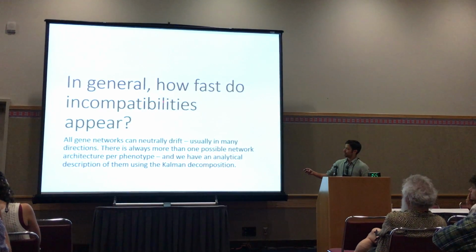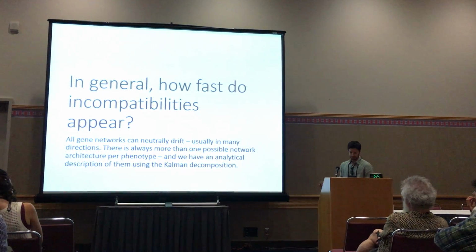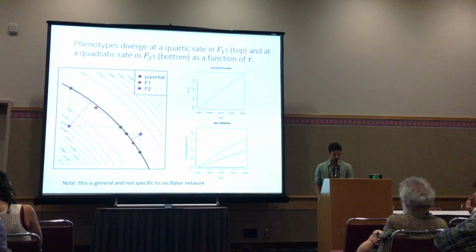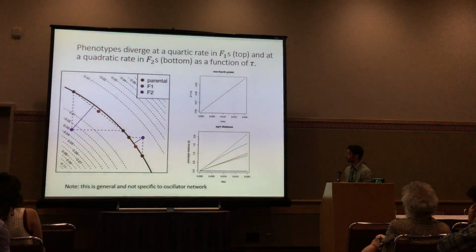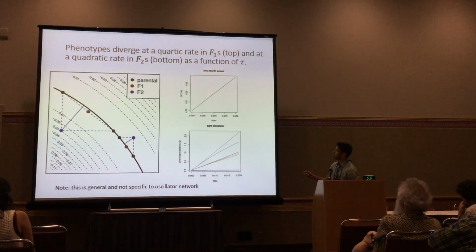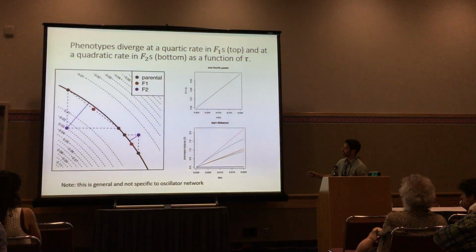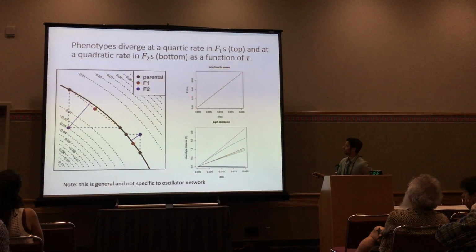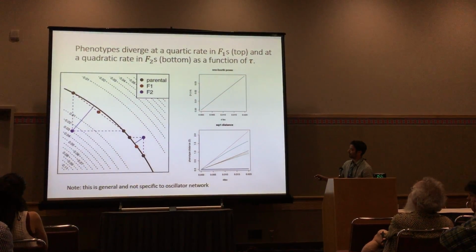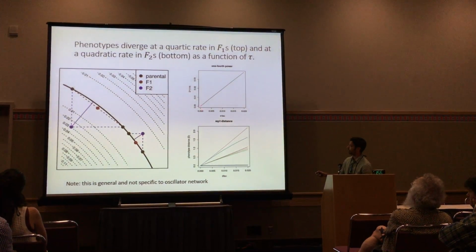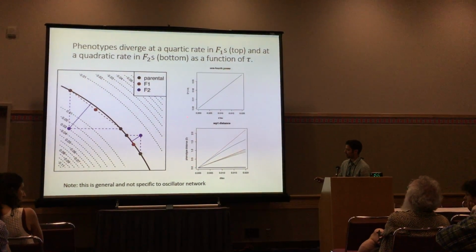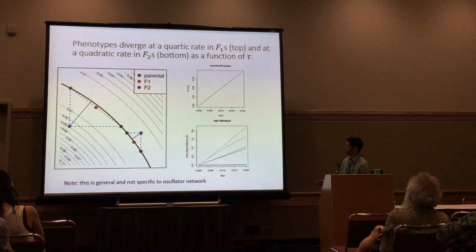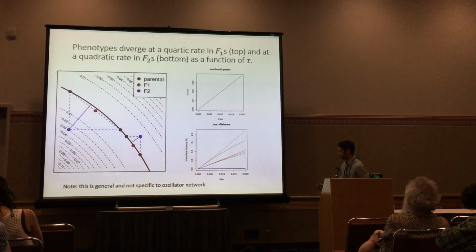I guess I forgot to ask the question on the slide, which is, in general, how fast do these incompatibilities appear? So we take the results and the intuition from the model I was just showing you, and we notice that the y-axis here is the difference in phenotype between hybrids. In F1s, this scales as d, the distance, to the 1/4, so it actually increases quartically. And even faster in F2s, the scale here is quadratic, to the power of 2.